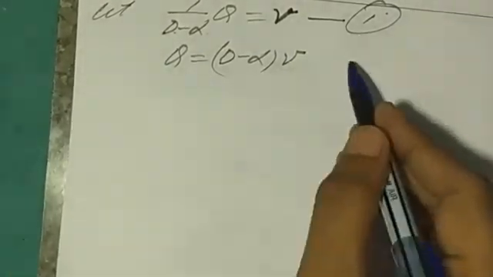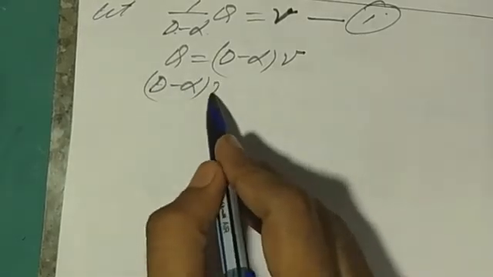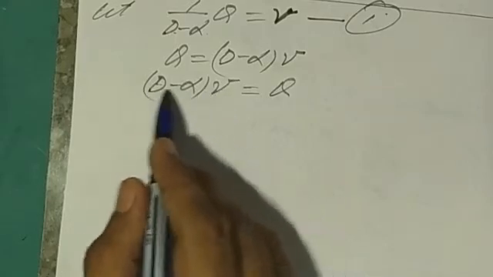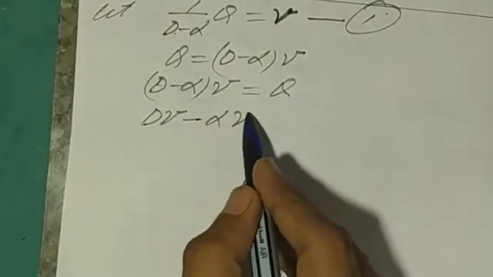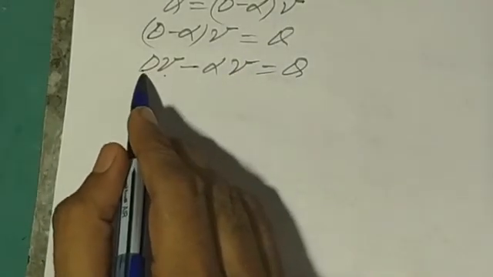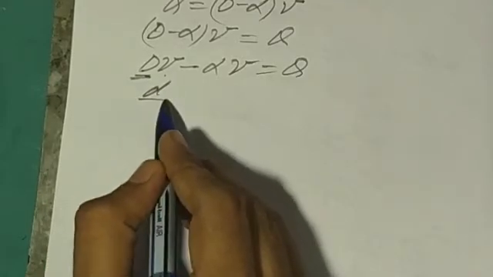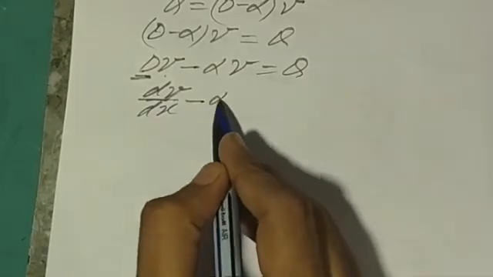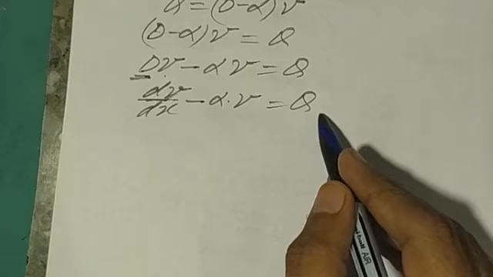So we may write it as (D minus alpha) v is equal to Q, and then we open the bracket, we get Dv minus alpha v is equal to Q, and here Dv, as you know well, D means the operator d upon dx, so it becomes dv upon dx minus alpha into v is equal to Q, where Q is some function of x.